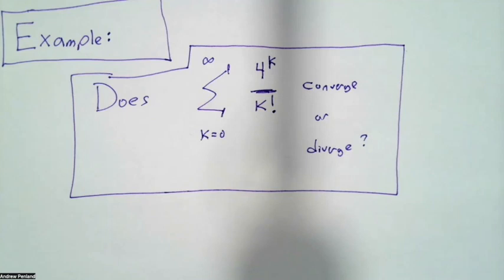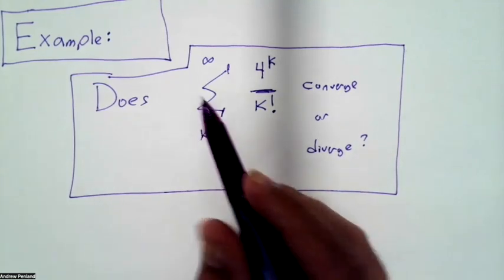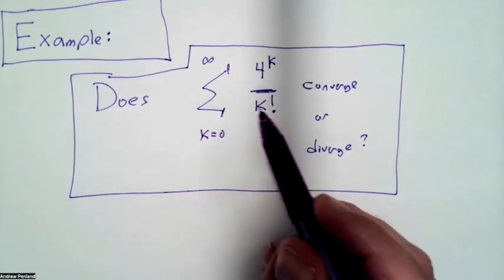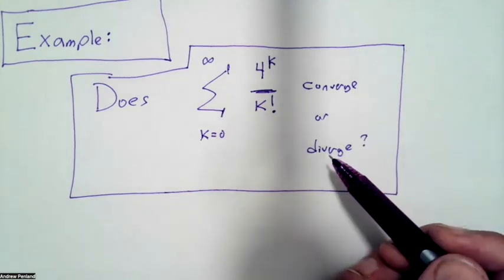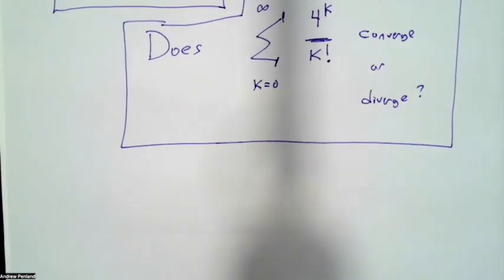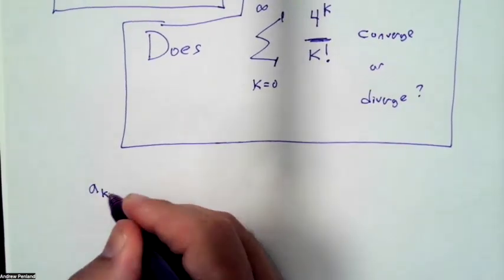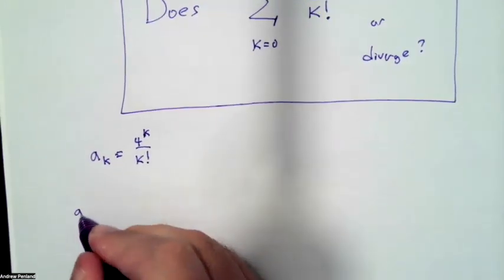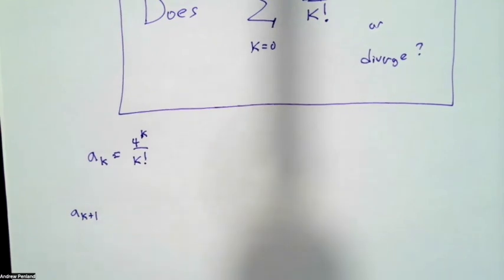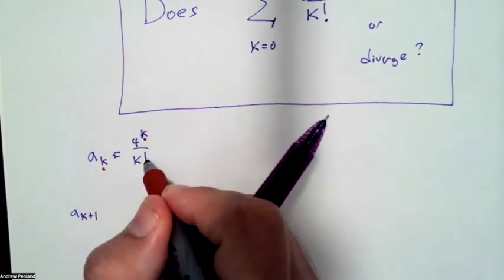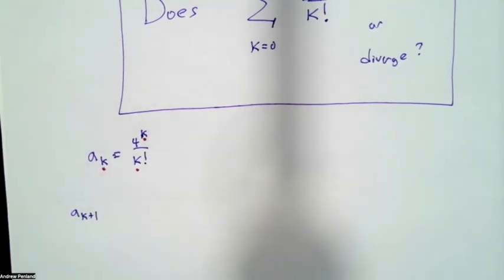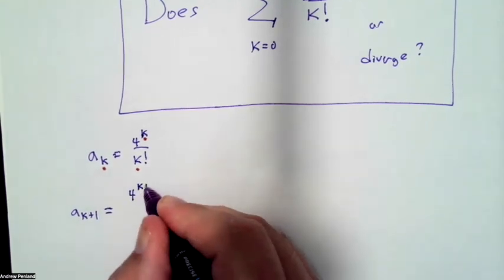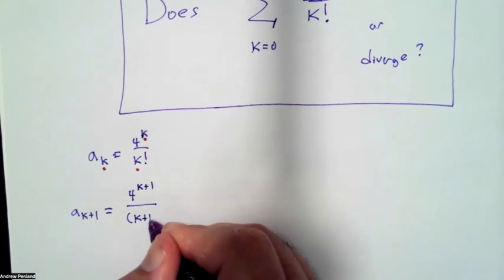So now let's ask ourselves, does the sum from k equals 0 to infinity of 4 to the k over k factorial converge or diverge? Well, we can look at our a sub k here. Our a sub k is 4 to the k over k factorial. We can look at our a sub k plus 1, which comes from taking k in our original argument and replacing it with k plus 1. So a sub k plus 1 would be equal to 4 to the k plus 1 over k plus 1 factorial.